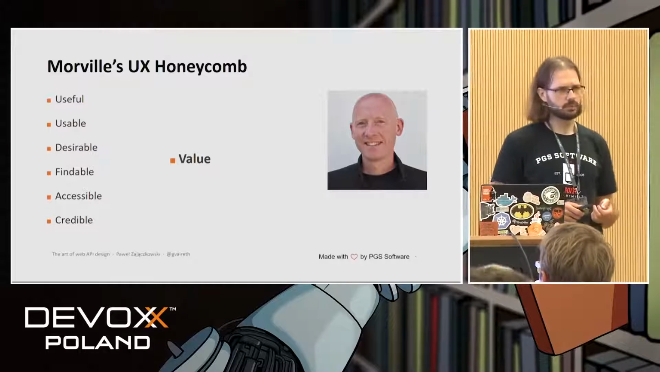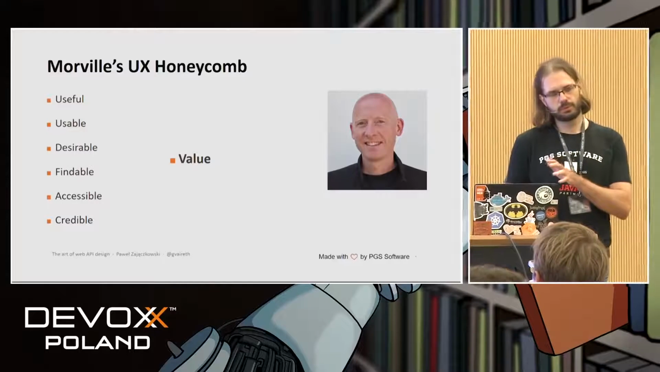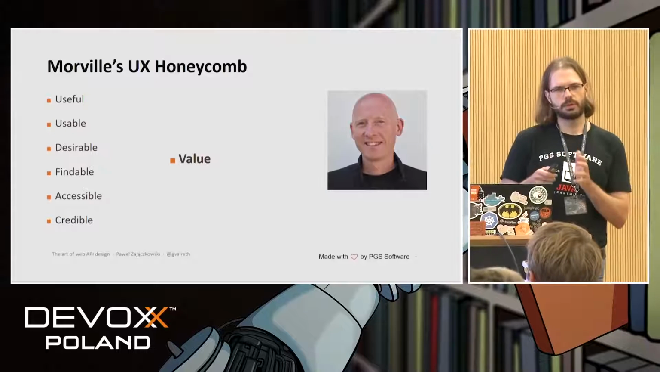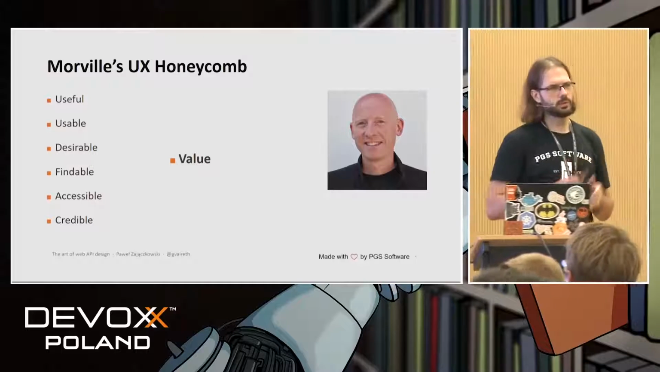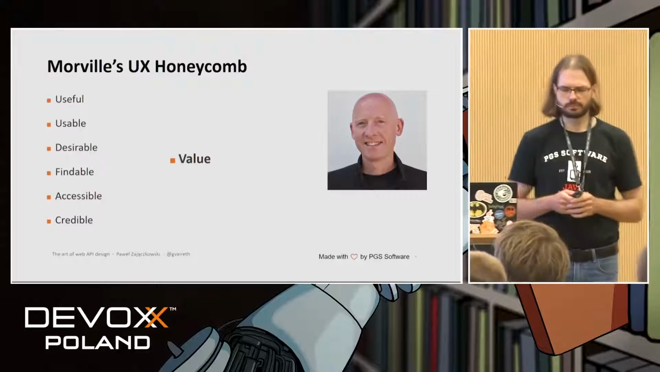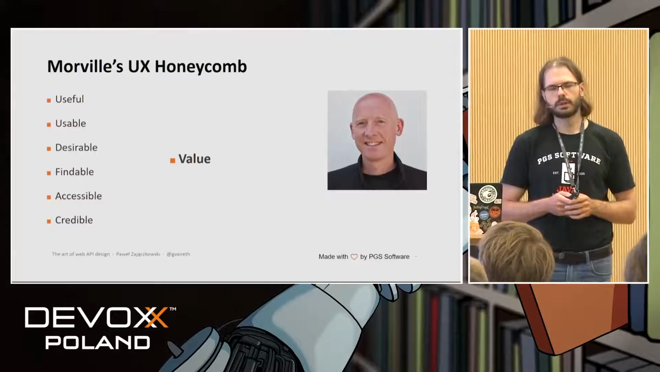It should be findable, so it should be easy to find the stuff that we want to do. For example, the API is not buried under a lot of slashes and long URLs. It's somewhere close to the top domain of the company that owns it.